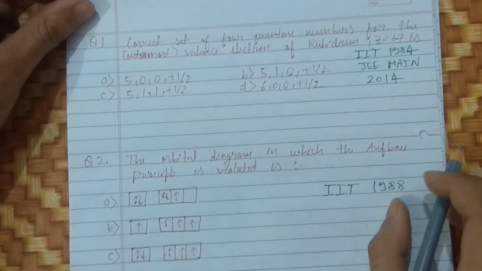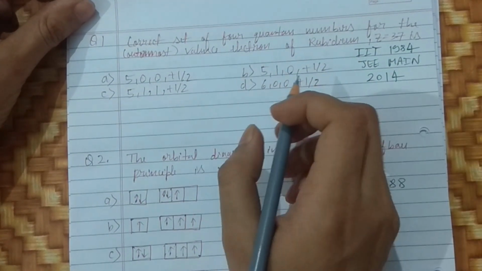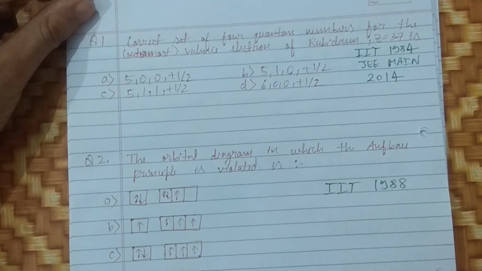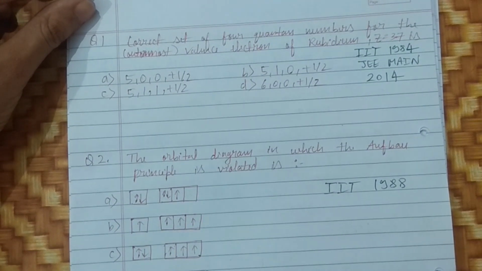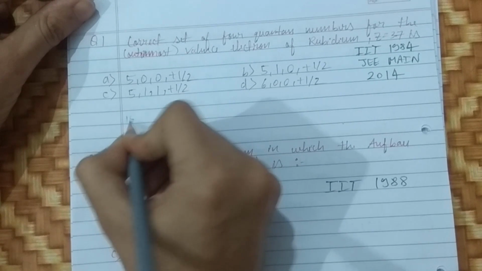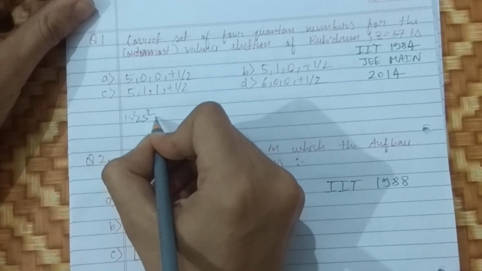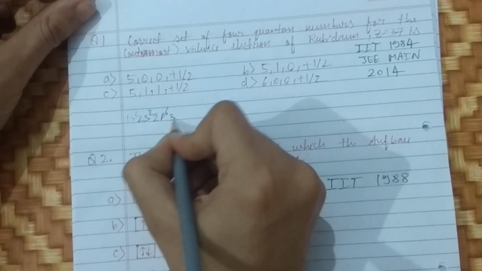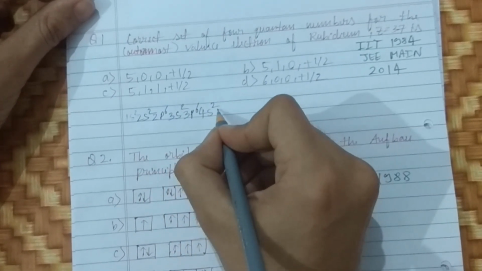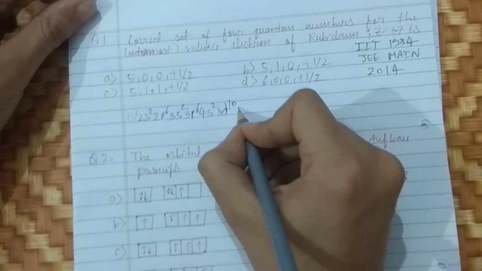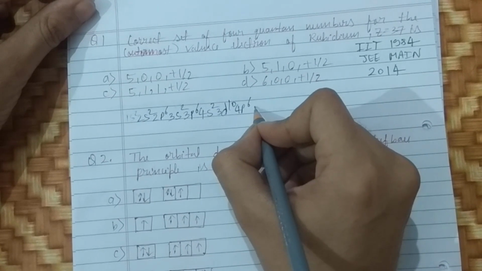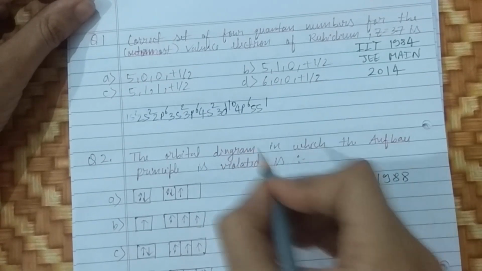So for rubidium, to find the correct set of 4 quantum numbers for the valence electron, we will first have to write the electronic configuration of rubidium. Z is equal to 37, so we will write 1s2, 2s2, 2p6, 3s2, 3p6, 4s2, 3d10, then 4p6 and 5s1. This is the electronic configuration.